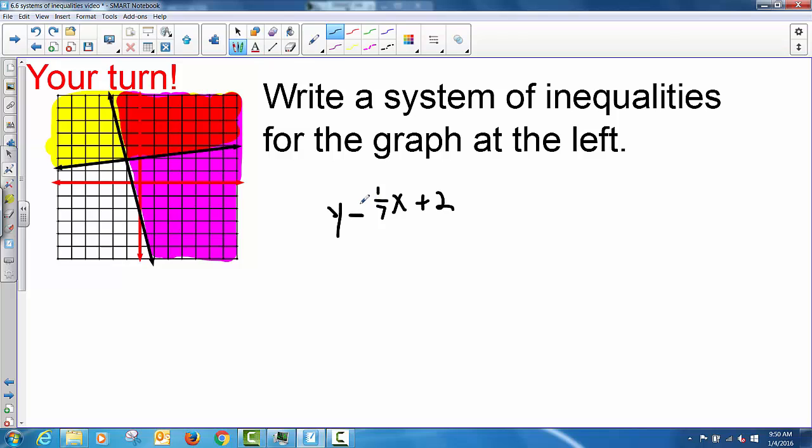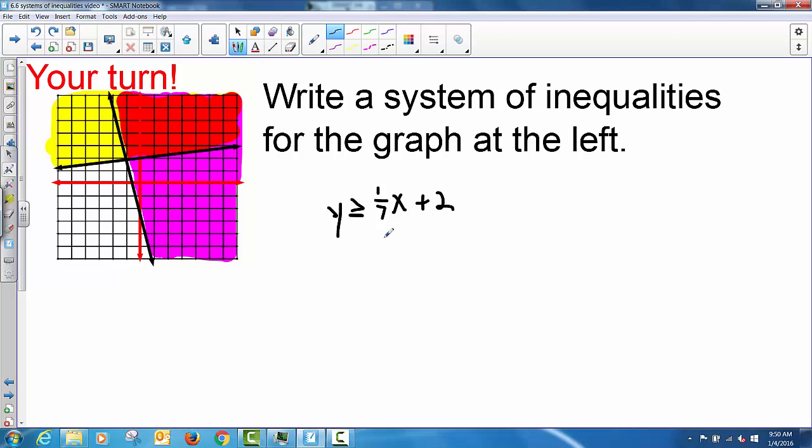Now did we shade above it or below it? Well, let's see. This is the line. Did we shade above the line or below the line? Okay, I hope that you said above the line. Above the line is correct.